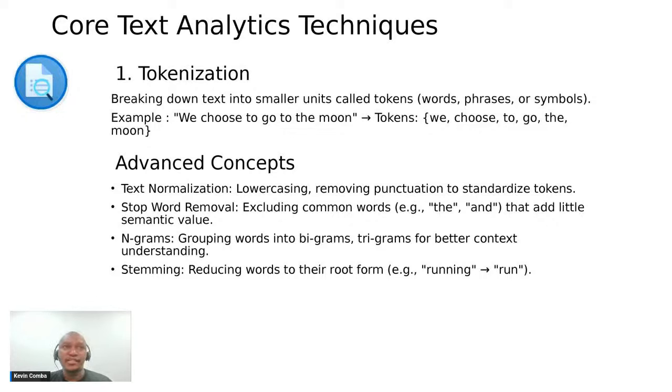So out of tokenization, we can do things like text normalization, which is an advanced way of dealing with tokenization, like lowercasing, removing punctuation, and standardizing tokens. Also, we can do some stop word removal, and the rest like the n-gram and the stemming.